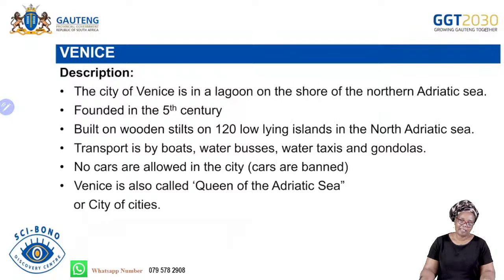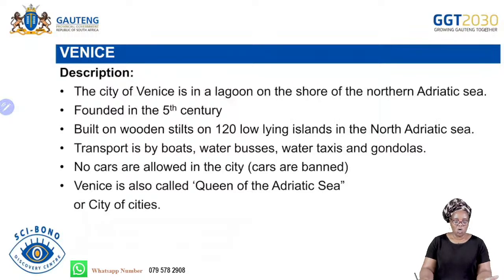We don't have cars here. Cars are not allowed. No car will be driving in this city. They've been banned. Only the boats, the water buses, the water taxis, and the gondolas for transport. If you're going to stay in this city, you have to know that you're not going to own a car because they're not allowed here.